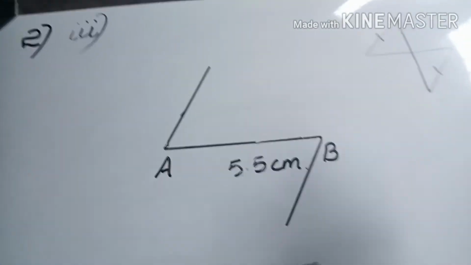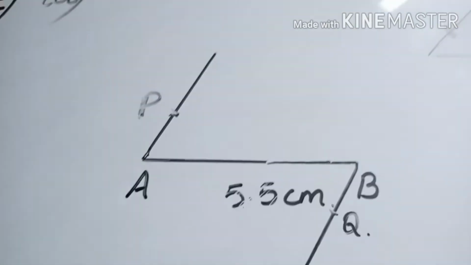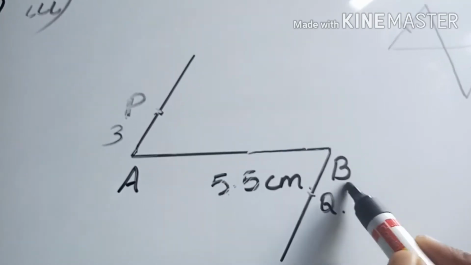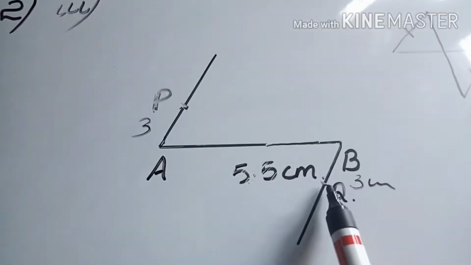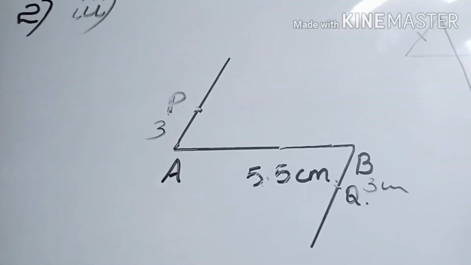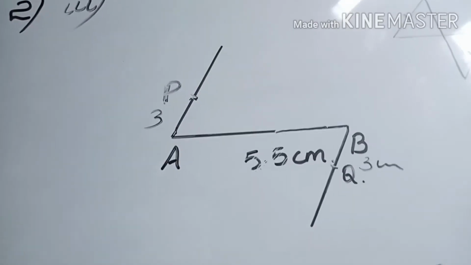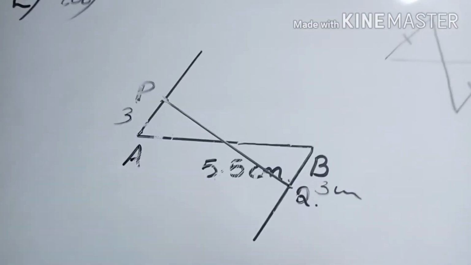So I am going to measure 3 centimeter from here. Here I measure 3 centimeter and here 3 centimeter. So this is a P point, this is a Q point. Using scale you can measure. After that, join this P point and Q point. Using scale, join P and Q like this.